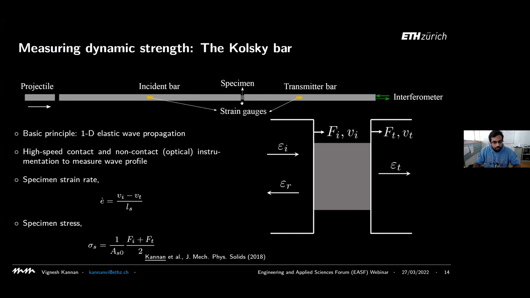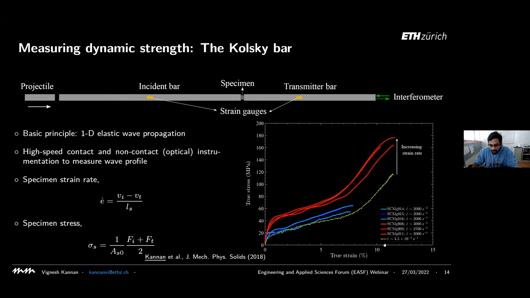You can measure this using contact and non-contact measuring techniques. And if you know what the strain pulses are at the specimen boundaries, you have a sense of what the strain rates and the stresses inside the specimen are, right? So using this, you can actually measure the stress strain response at different rates. And that's what we went ahead and did. So what you're seeing here is a true stress and true strain response of single crystals of magnesium, right? And what you see in the dotted green curve here is at low strain rates. And what we notice is as you increase the strain rate, you have an increase in the strength of the material, right? And so the question is, how do we understand this increase of strength using these microscopic mechanisms?